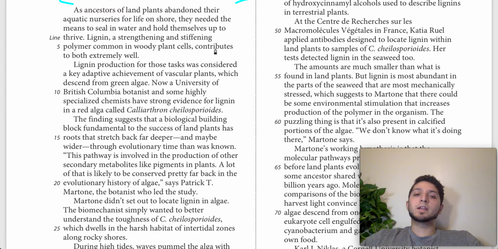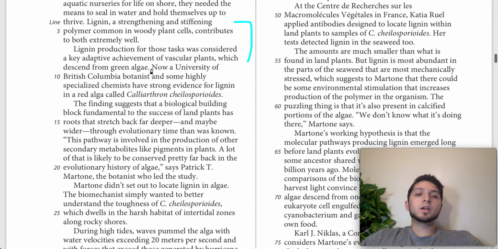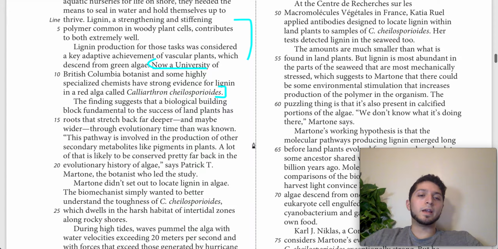So in this case, I'm actually going to keep reading past the first paragraph, towards the second paragraph. So lignin production for those tasks was considered a key adaptive advantage, and then we get this. Now, a University of British Columbia botanist and some highly specialized chemists have strong evidence for lignin in a red alga called, I'm not going to even try to pronounce it, this thing here.